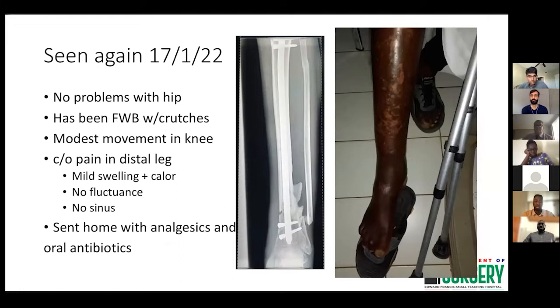But now he was complaining of pain in his distal leg. These are the clinical pictures of the leg. So there was some mild swelling, but there was no wounds. It was slightly warm, but there was no fluctuance or any sinus. And the doctor that saw him sent him home with analgesics and oral antibiotics. The X-ray also showed some healing on the lateral aspect.